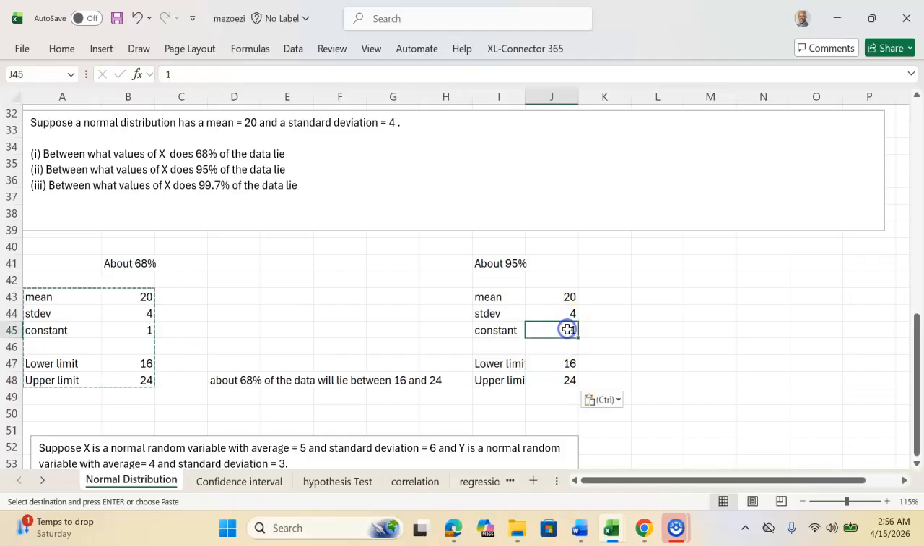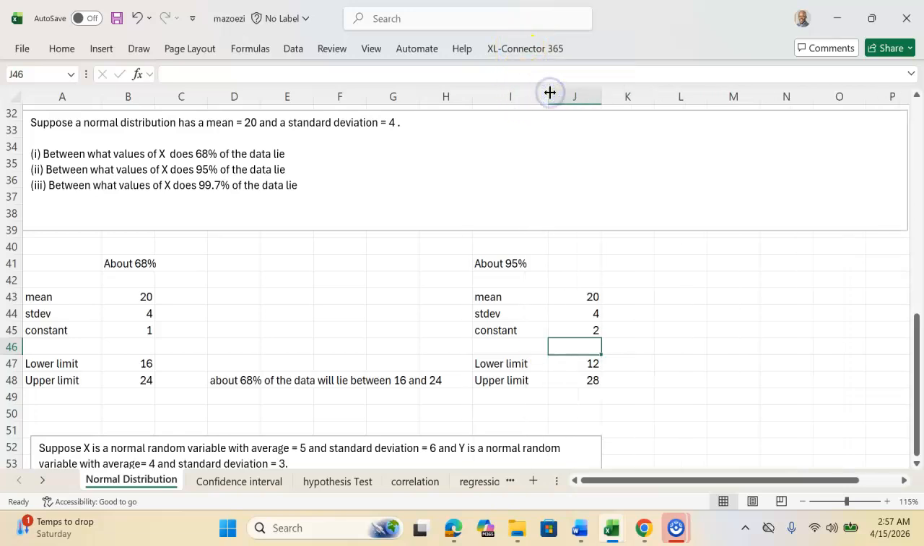And all we need to do here is to change the constant. So 95% will lie between 2 standard deviations. So our constant will be 2. And if you enter, you can see that the lower limit will be 12 and the upper limit will be 28. So we can conclude by saying that 95% of the data will lie between 12 and 28 in the distribution.